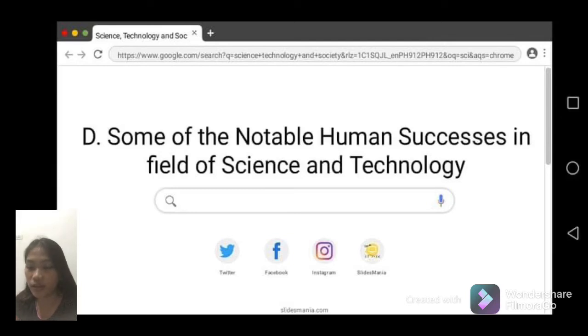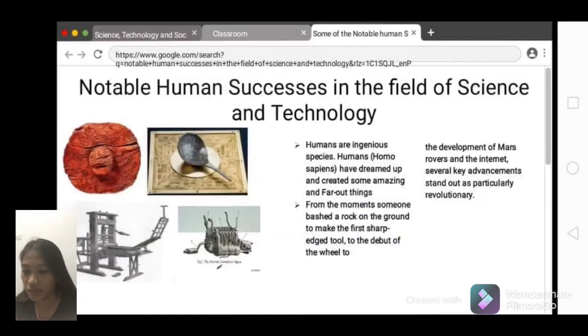D. Some of the notable human success in the field of science and technology. Humans are ingenious species. Humans, or Homo sapiens, have dreamed up and created some amazing and far-out things. From the moment someone bashed a rock on the ground to make the first sharp-edged tool, to the debut of the wheel, to the development of Mars rovers and the internet, several key advancements stand out as particularly revolutionary.